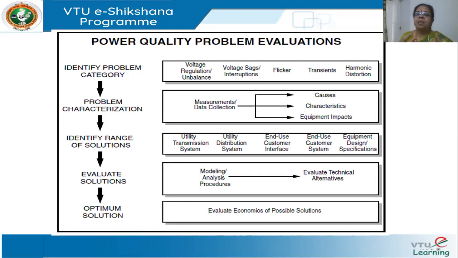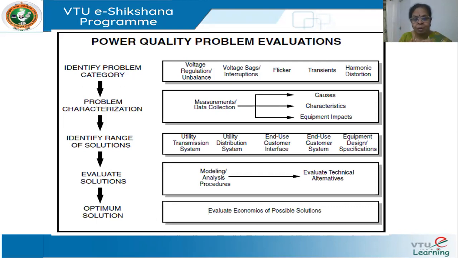So we have to build some good mathematical models for the system, which includes the distribution, the network, the protection, etc., and the load. What is the type of load I am having? How do I model it? And then how do I analyze? I put the equipment, the solution, whatever I'm proposing. It could be a capacitor. It could be a power electronic solution like placing an inverter. So how do I model all these?